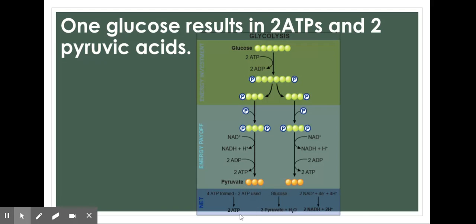So we're ultimately in glycolysis producing 2 NADH molecules, 4 ATP molecules, and 2 pyruvate molecules. And then this will lead us into the next step of cellular respiration.